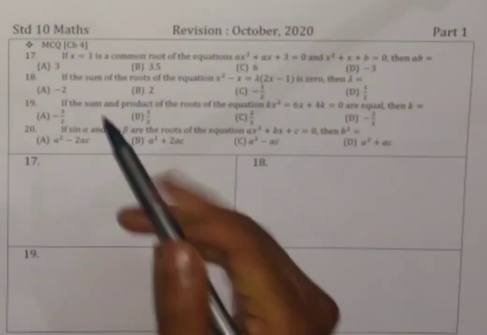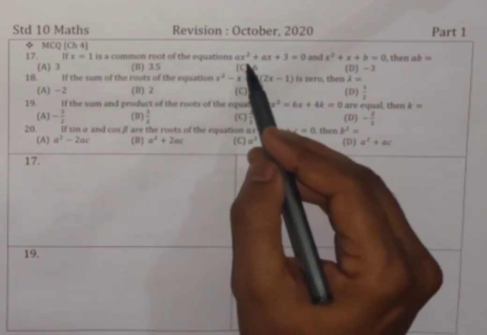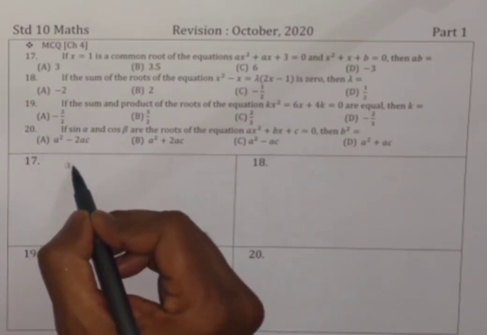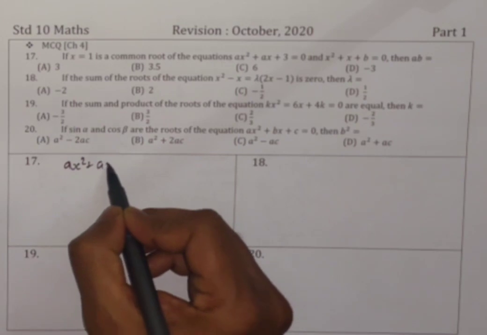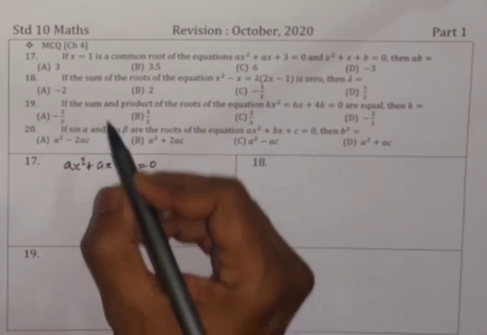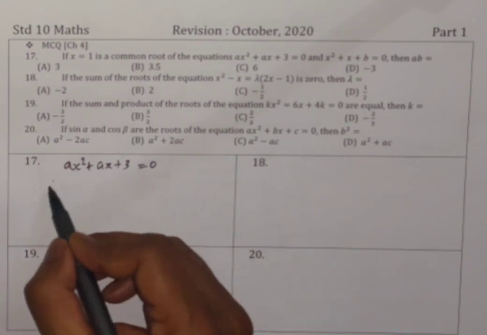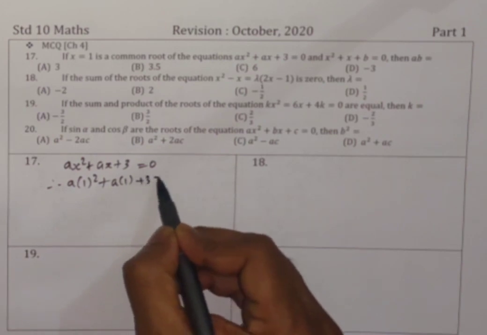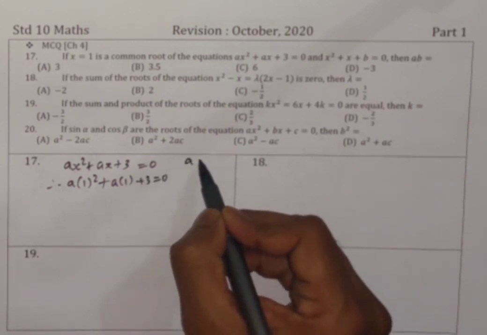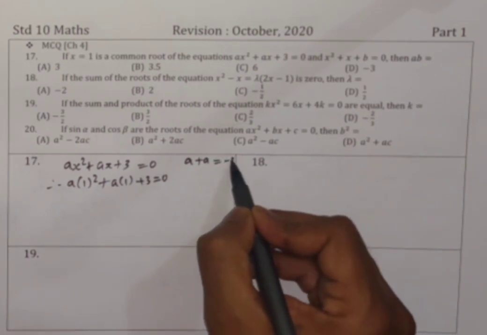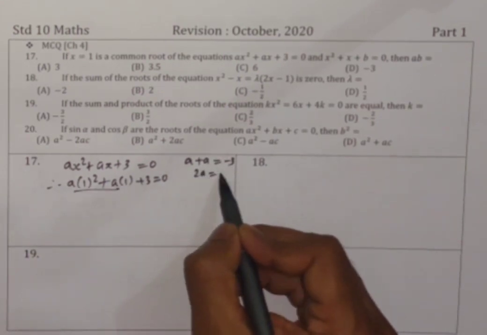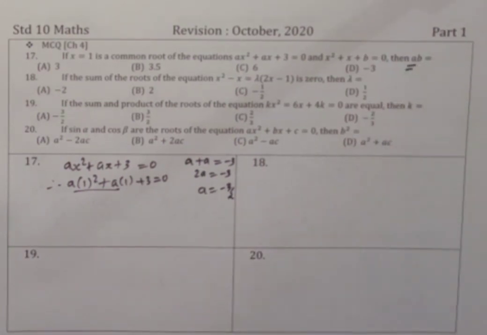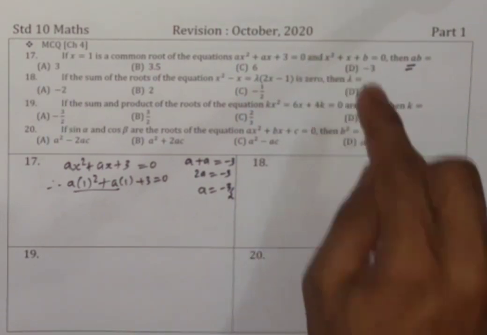If x equal to 1 is the common root of these two equations, then a into b equals dash. Children, what is the first equation? Ax square plus ax plus 3 equal to 0. Now x equal to 1 is the root. So put x equal to 1: a into 1 square plus a into 1 plus 3 equal to 0. This gives you a plus a is equal to minus 3, so 2a is minus 3. So a is equal to minus 3 by 2. You got the value of a, but now you need the value of b also. You will get it from here.